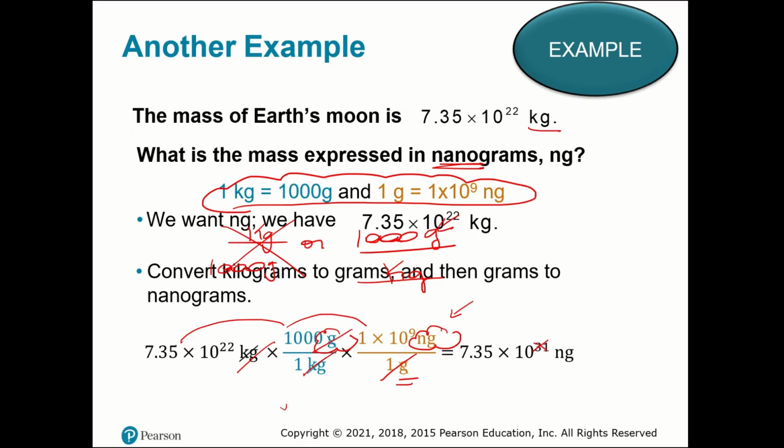When you have a product and they have exponentials, why is it raising? Look at this, 10 to the 22 times 10 cubed, times 10 to the 9. So we're going to add the exponents: 22 plus 3 plus 9. So that will be 34, right? So it's not this because 22 plus 3 plus 9 is 34. So it's 10 to the 34 nanograms. Okay.